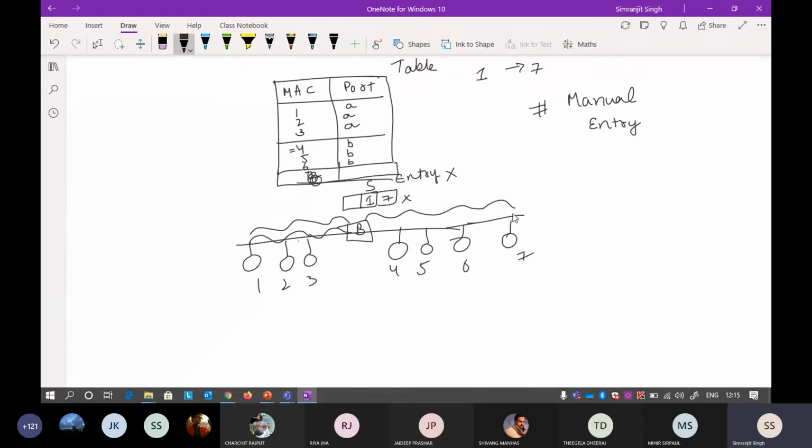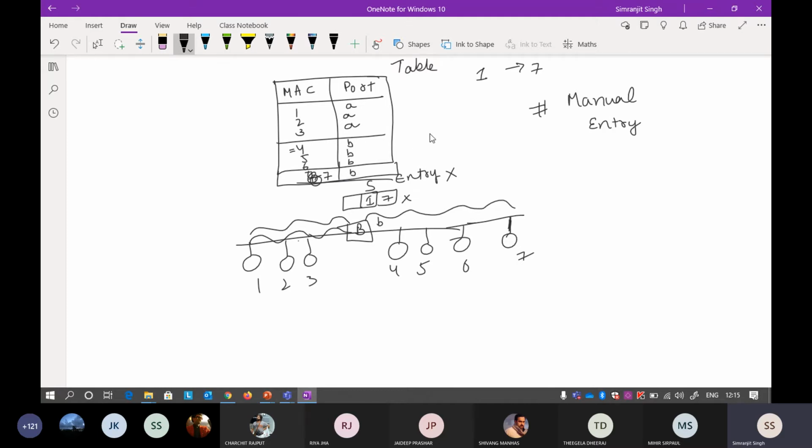With the acknowledgement that it gets back, it will know that some new device is newly connected to it. So by sending a signal to all of the stations that are connected to it and getting the acknowledgement back, it will know that there is a new device connected. It will then update the entry automatically, that the seventh device is connected at my port B.